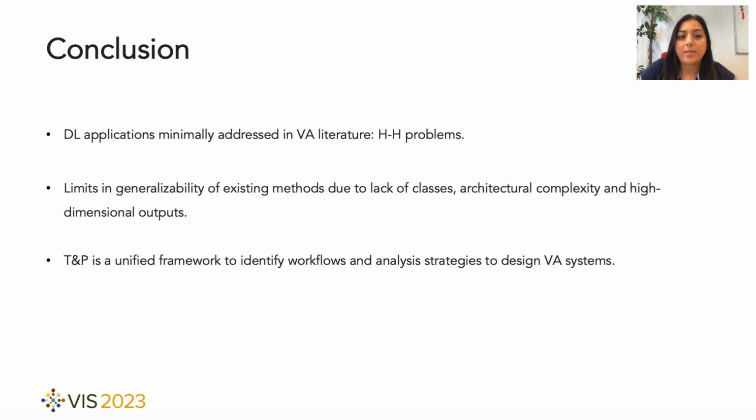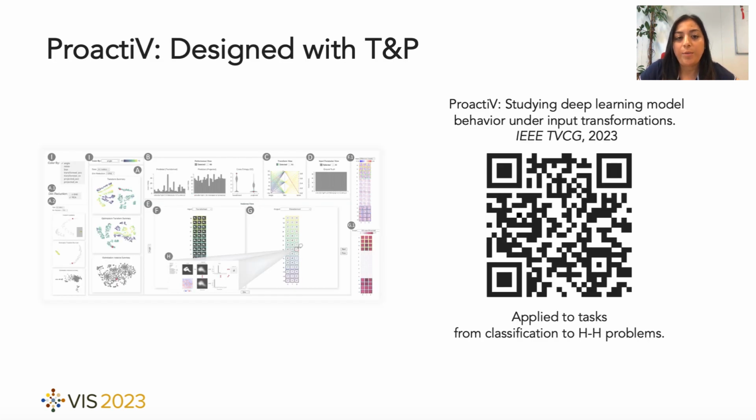In summary, there is a significant gap in addressing HH problems in VA literature. Existing methods face challenges with applications with a lack of classes, architectural complexity, and handling high-dimensional outputs. The Transform and Perform framework has been introduced as a start to fill this void. It provides a unified approach to identify workflows and analysis strategies for the design of VA systems generalizable to HH problems.